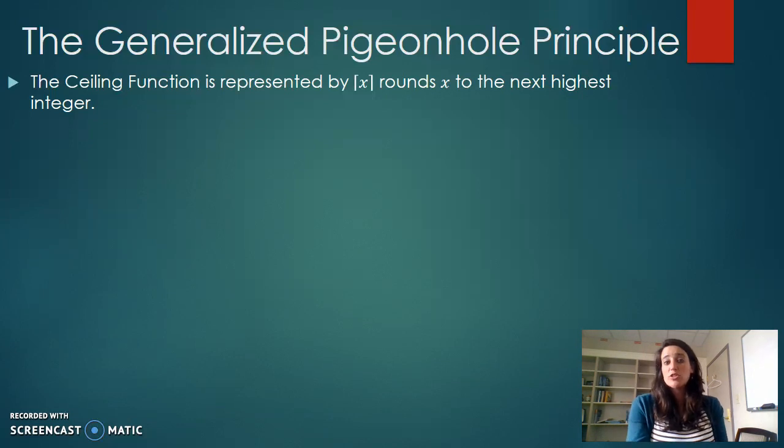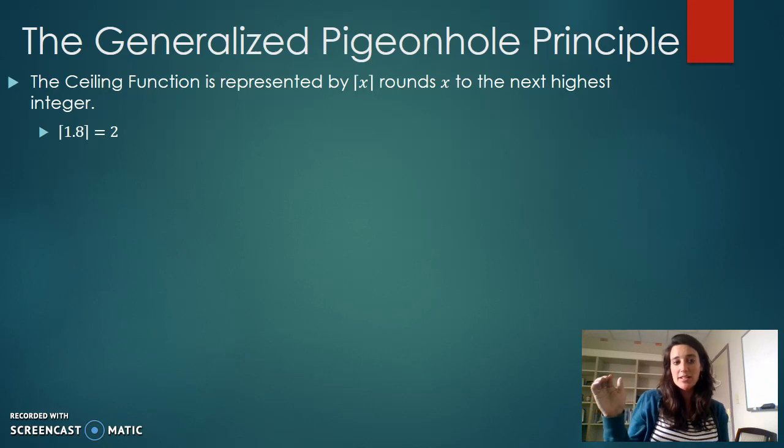Before we can actually do examples with the generalized pigeonhole principle, we need to talk about the ceiling function. The ceiling function is represented by a vertical line with a top bracket on it, but not a bottom one. That's representing the ceiling. There is something called a floor function where the bracket points downwards instead. But here we'll talk about the ceiling function, and what it does is round the input to the next highest integer. For example, the ceiling of 1.8 equals 2. It rounds 1.8 up to the next highest integer, which is 2.